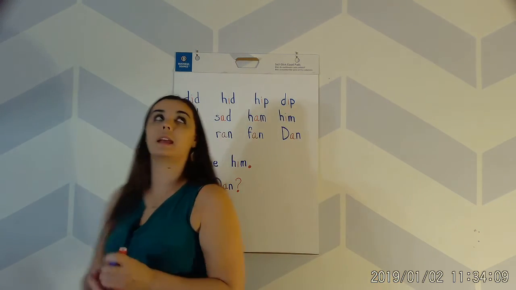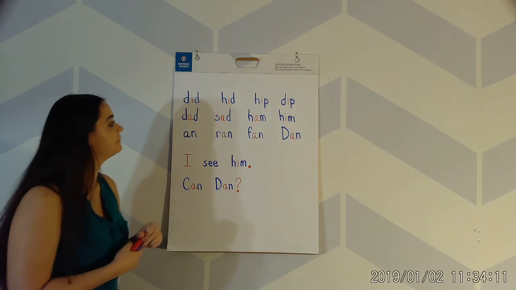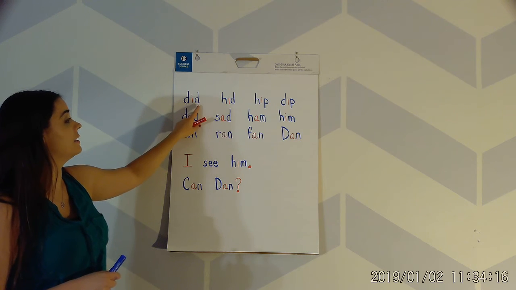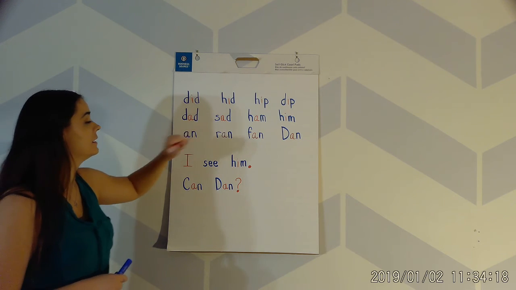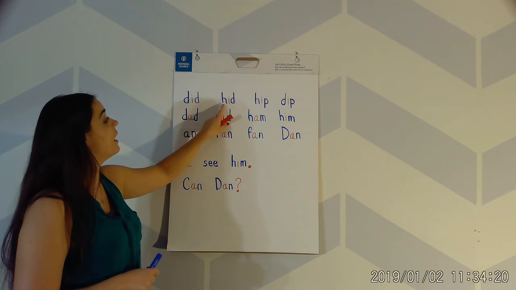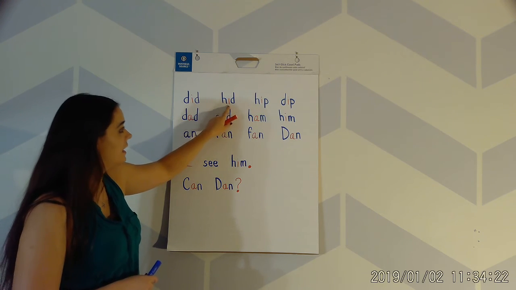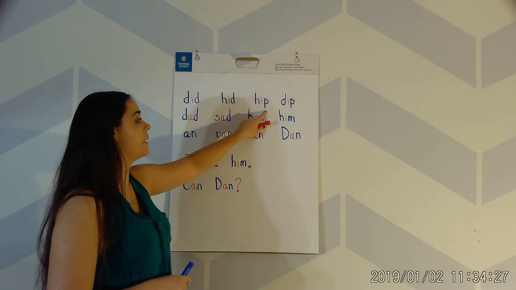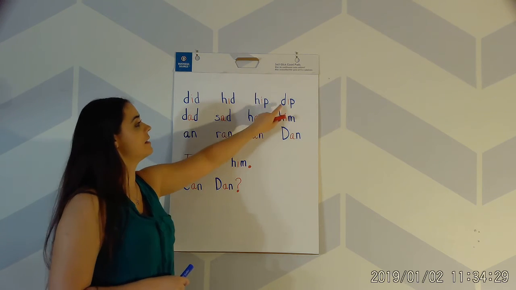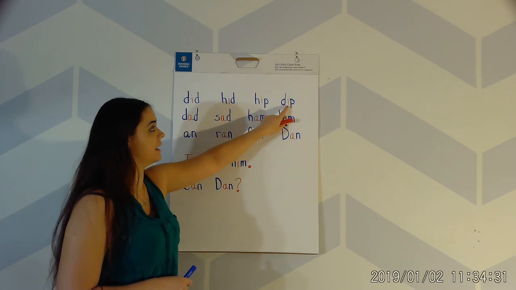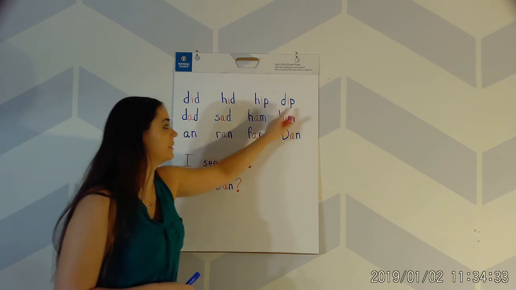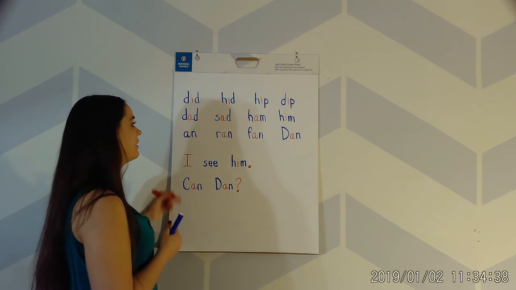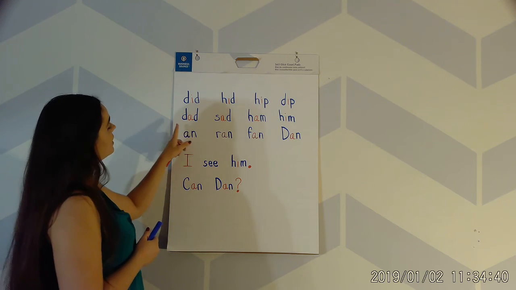All right, let's go ahead and read our blending board. All right, so did, duh, i, duh, did, hid, h, i, duh, hid, hip, h, i, p, hip, dip, duh, i, p, dip. I like how I see so many people moving their lips and so much participation right now. Thank you. I really appreciate it.